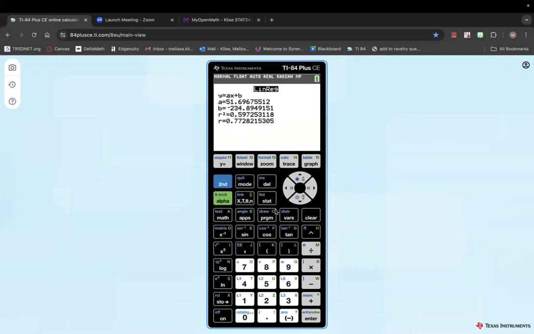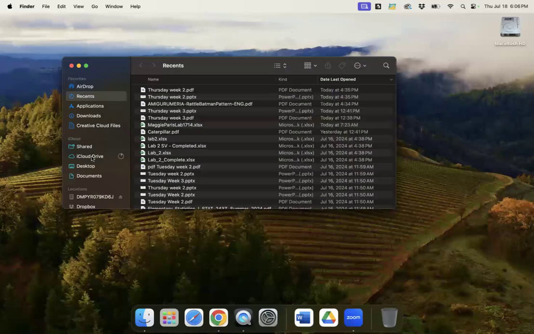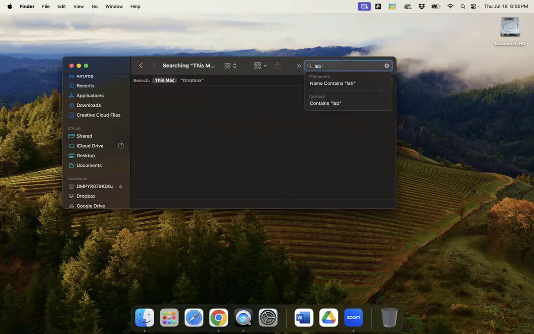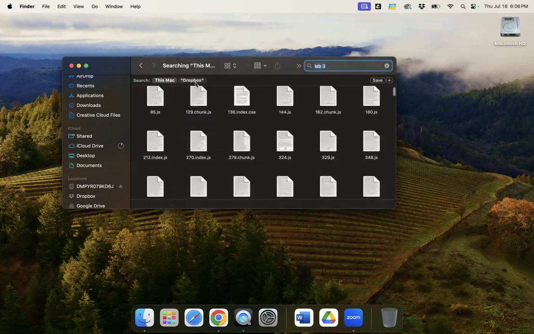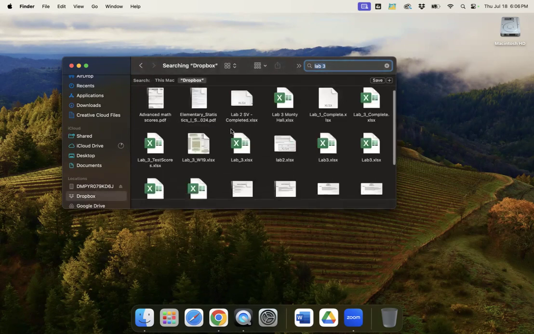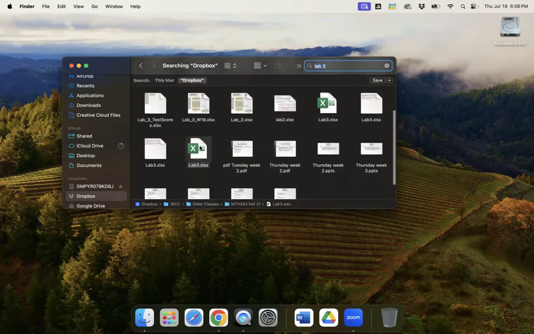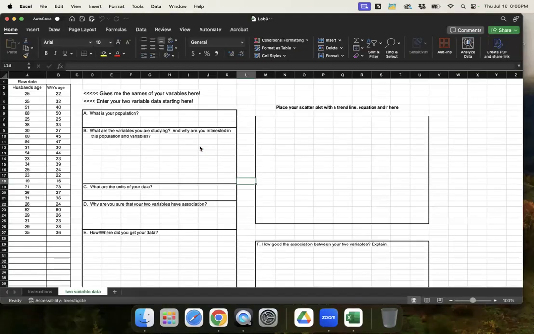All righty. So I need to go into the bowels of my computer to get the lab 3, sorry. I need to find it because I forgot to pull it up. Oh, I need it from Dropbox. So where is the lab 3 that I want? I bet it's this one right here. Let's hope it's this one. Looks like it. Yay.